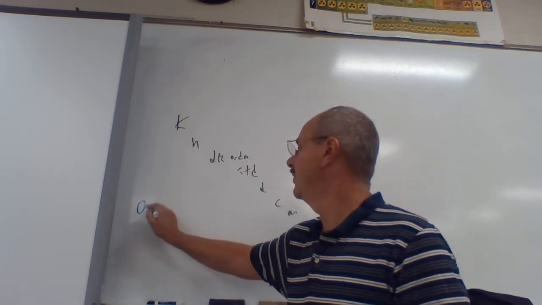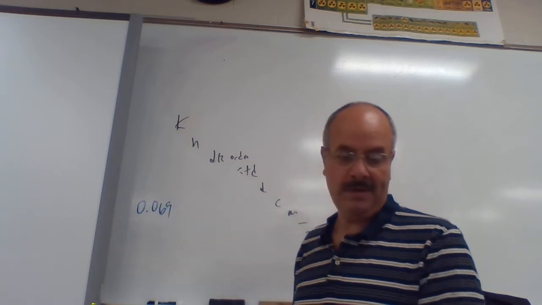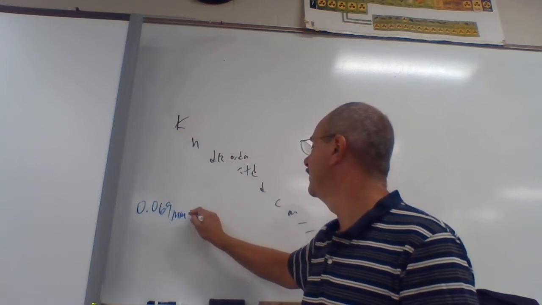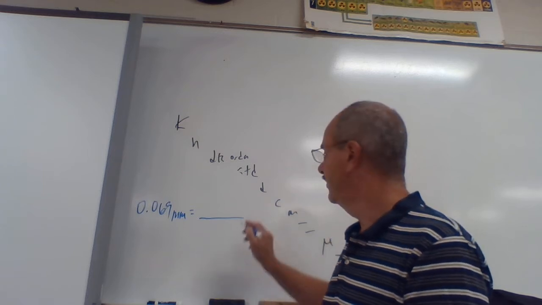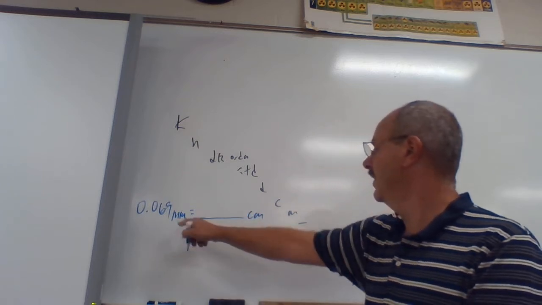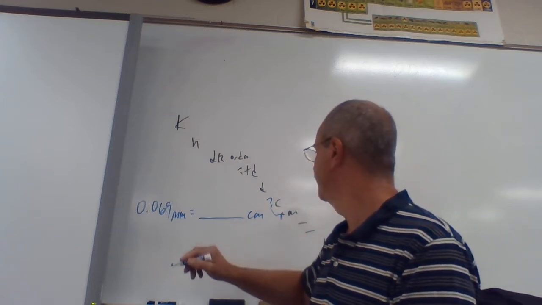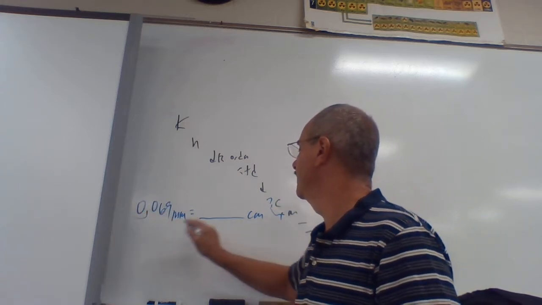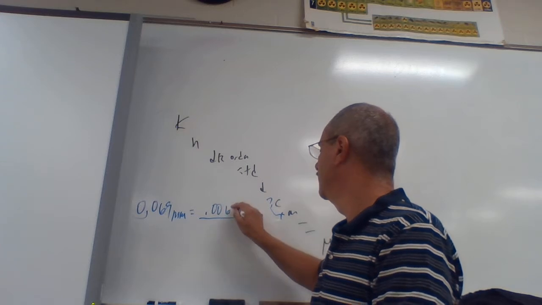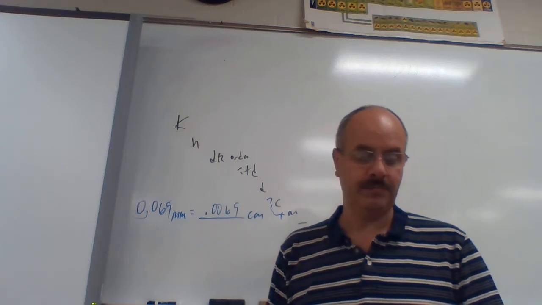We've got 0.069 mm equals blank cm. So mm, this is milli, and we're going to centi. That's one jump to the right. Sorry, one jump to the left. So we're going over this way, so it's 0.0069 would be the right answer.